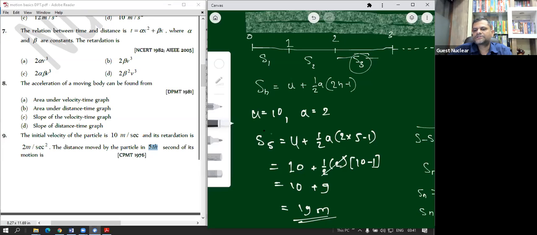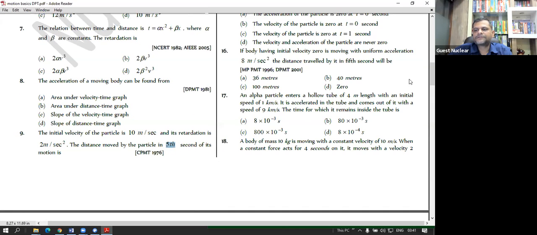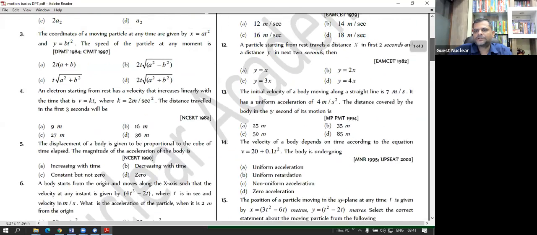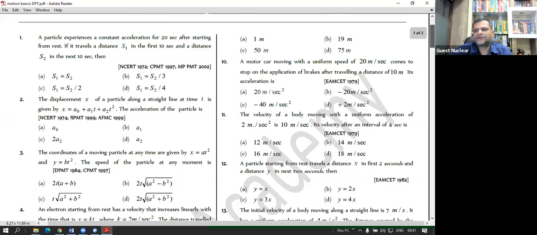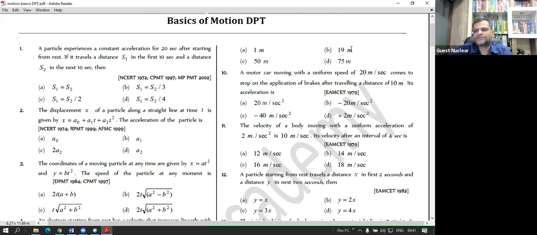So this is going to be the distance traveled by the body in the fifth second. Okay, let us check here. 19 is going to be the correct option. This is the 19 option. Okay, B is going to be actually the correct option. Yes.